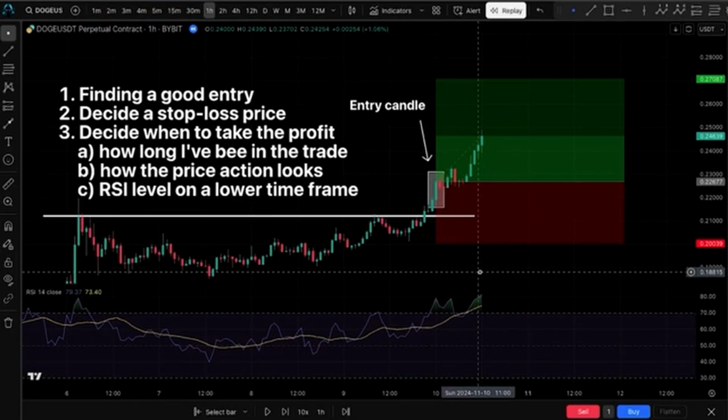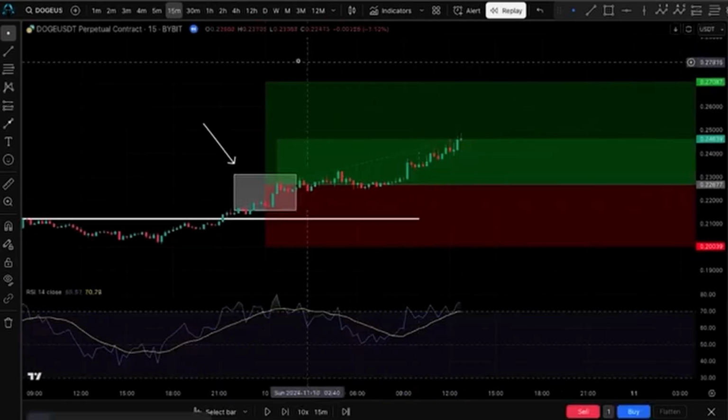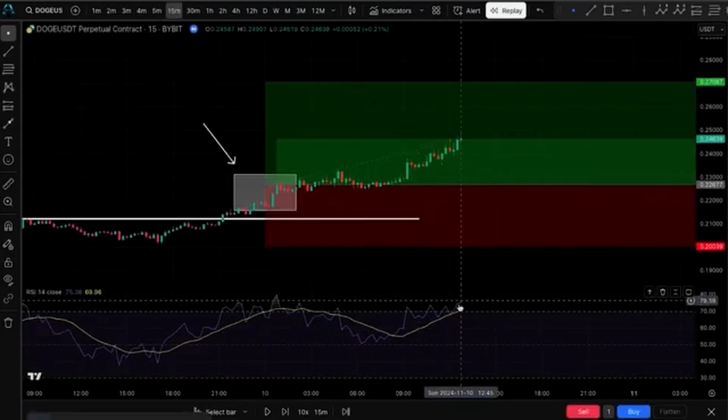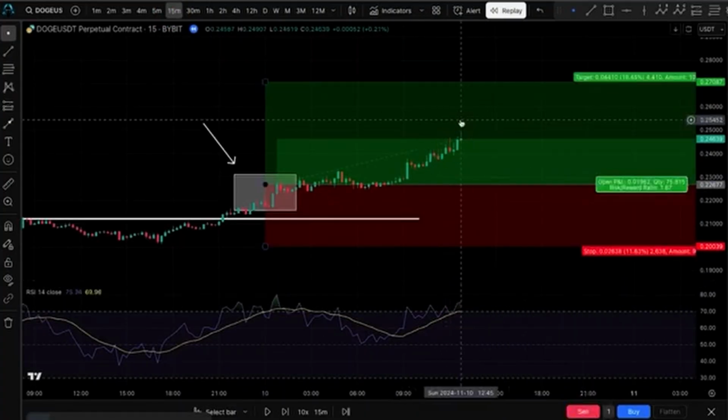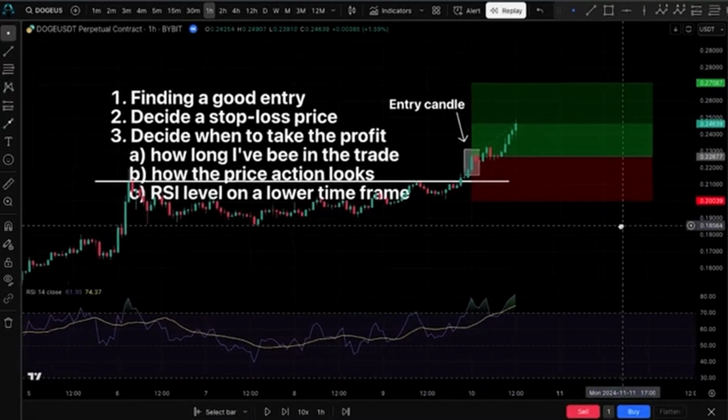And if I want a fast profit, I wait for the price to hit the RSI above the 70 level on a lower time frame. So for example, in this case, on the 15-minute time frame, the RSI is now well above the 70 level. So this could be a reason for me to close the position if I want a fast profit. But if I believe in the trade, I would hold it for a bit longer.